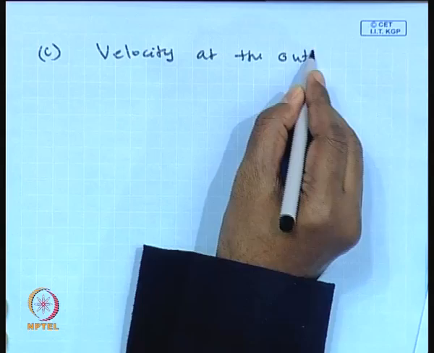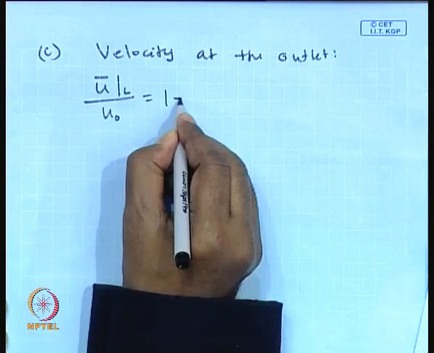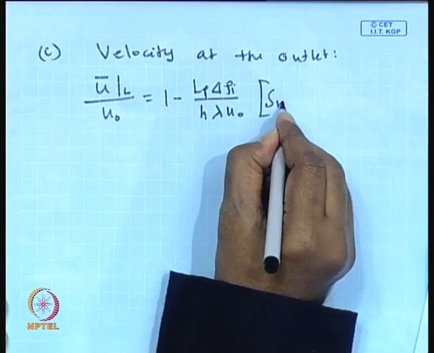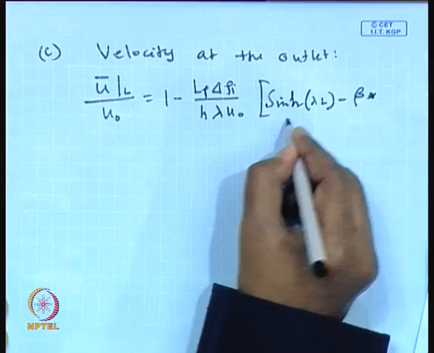Now, third problem was velocity at the outlet. It was u bar at length L divided by cross sectional average velocity at the inlet, u naught, equals 1 minus LP delta P I divided by H lambda u naught, times sin H lambda L minus beta times cos H lambda L minus 1, bracket close.